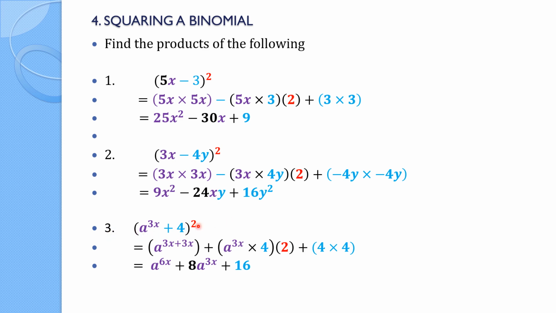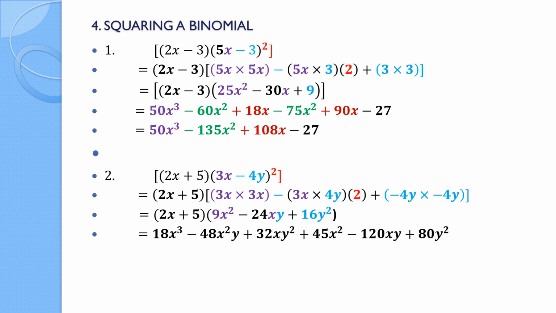Again, 2 terms squared: 3x plus 4, if we multiply it with itself. For the last term, 4 times 4. For the middle term, 3x times 4 times the 2. So 2 times 4 is 8, so that becomes 8 times 3x, 24x. And then 4 times 4 is 16. So this is basic squaring a binomial. Right, let's look at some more complex problems.